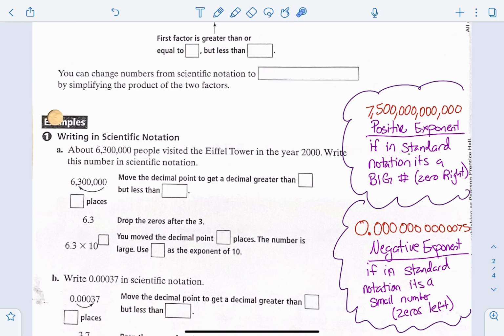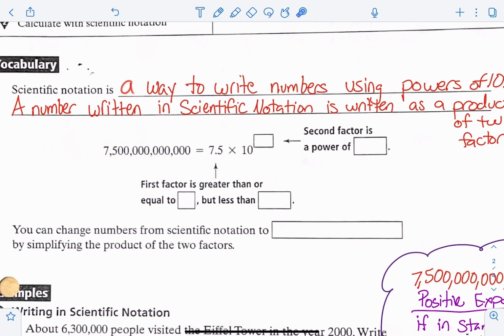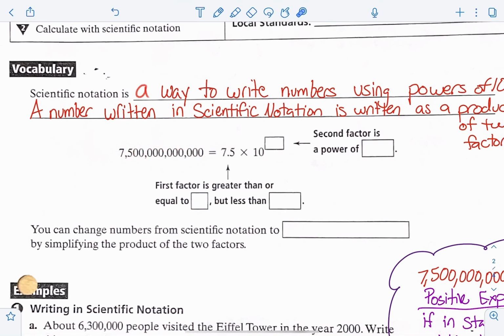So if you have a really big number like this, where the zeros are on the right, it's going to have a positive exponent when we do 10 to the power of something. If it has zeros on the left, like 0 point and then a bunch of zeros, you're going to have a negative exponent, like 7.5 times 10 to the negative something. All right, so let's figure out how we know what our exponents are going to be and where to put our decimal. Also, this is standard notation when it has a lot of zeros, and this is scientific notation when it does not.